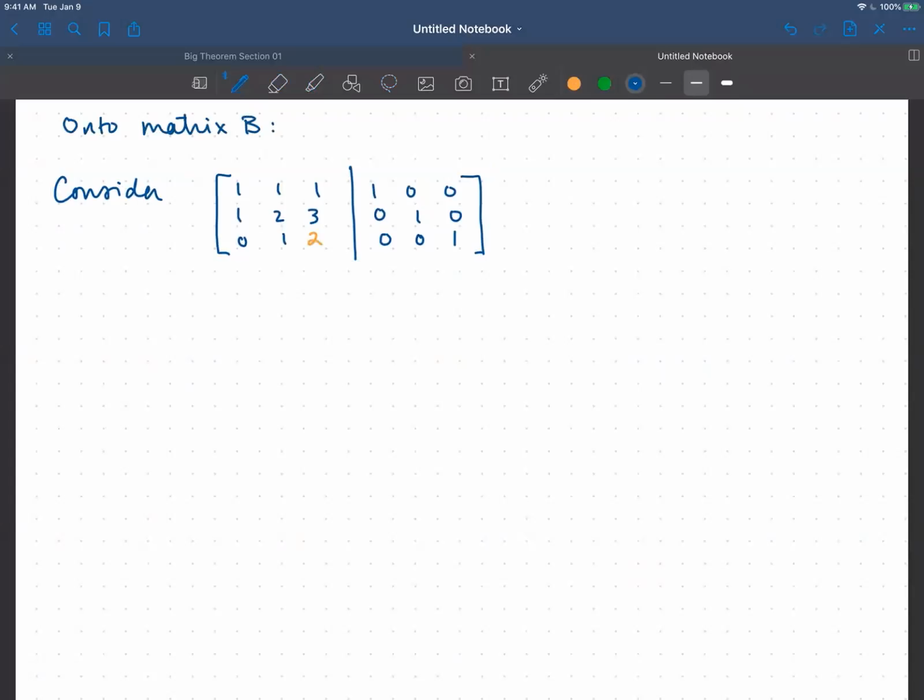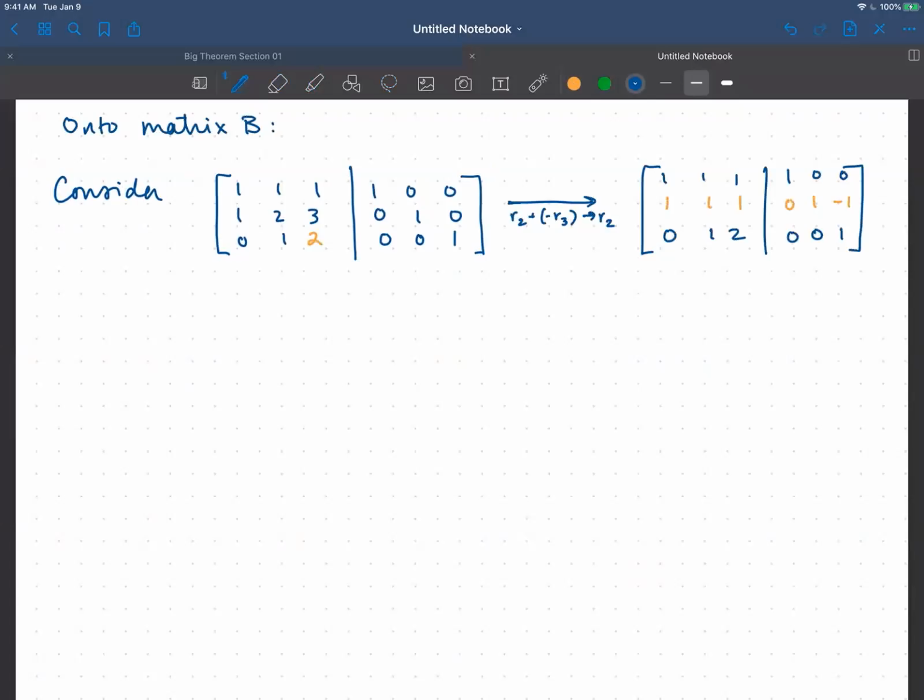So I'm going to take row 2 plus negative row 3 to start off and make that my new row 2. And when I do that, I get 1, 1, 1. Row 2 is changing now. Row 2 is going to look like 0, 1, negative 1. And row 3 didn't change. That was 1, 0, 1, 2, and 0, 0, 1.